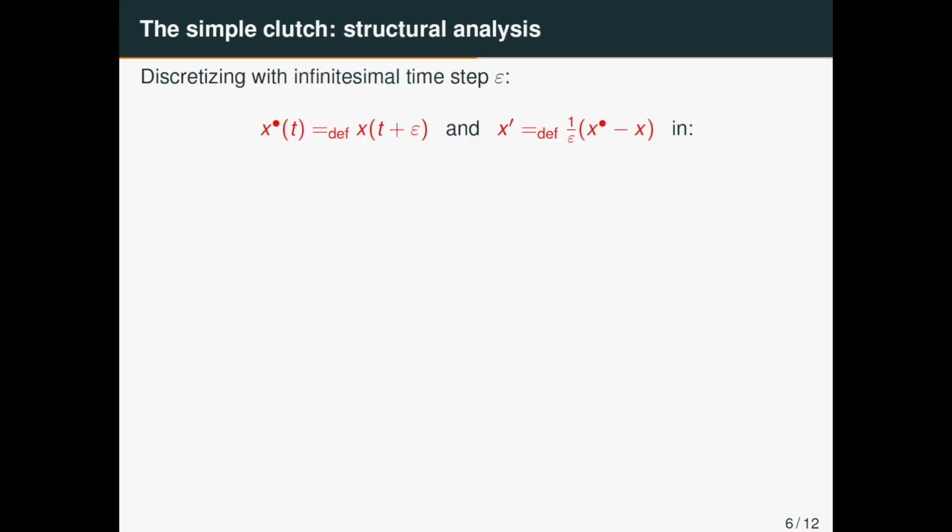To prepare for the structural analysis at mode changes, we first discretize the clutch model with fixed time step epsilon and use a forward Euler scheme for the derivatives. Here, x bullet denotes the forward shifted version of x, meaning that x bullet of t equals x of t plus epsilon. In the following models, it is understood that x dot expands in this way. To avoid the approximation errors when using a fixed time step discretization, we use an infinitesimal value for the time step epsilon, meaning that epsilon is smaller than any positive non-zero real number.